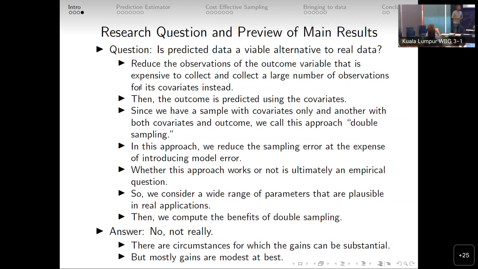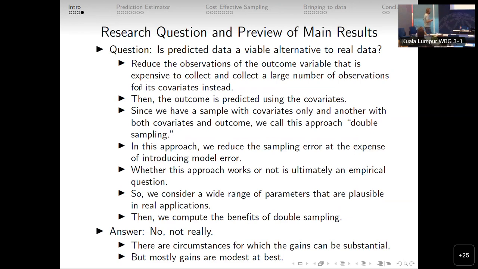And the preview answer, and we'll work our way to that, is that based on our empirical exploration, the benefits of predicting data are relatively limited, right? So you have to bear in mind that there's a trade-off here. You save costs by only collecting the expensive variable data for a subset of the households. But you introduce additional statistical uncertainty, right? So predicted data is not as precise as actual observed data. So there's a trade-off. Sure, I'm saving costs, but I'm also losing statistical precision.